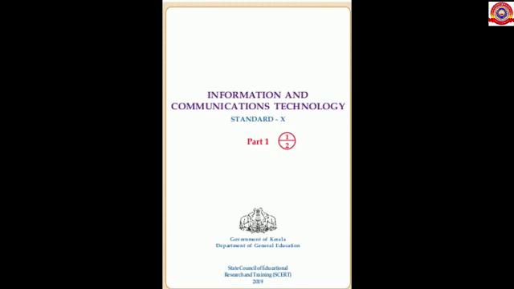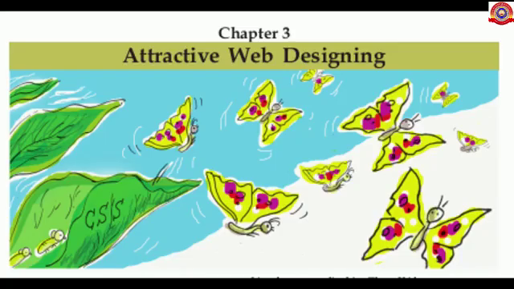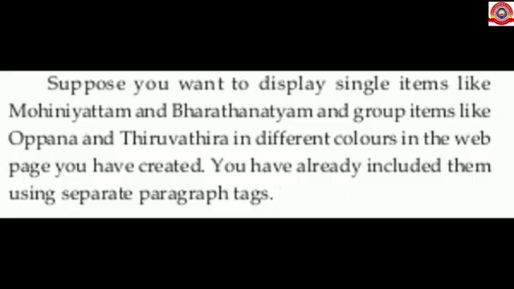In the last class, we had discussed styles and the method for creating a new style for our web page. And I have mentioned that the style that we have created in that p tag is known as type selector. Suppose you want to display the single items like Mohiniyattam and Bharatanatyam and group items like Oppana and Thiruvadira in different colors in the web page you have created.